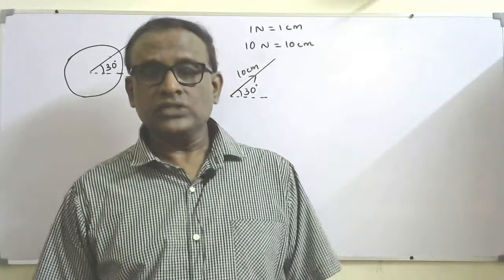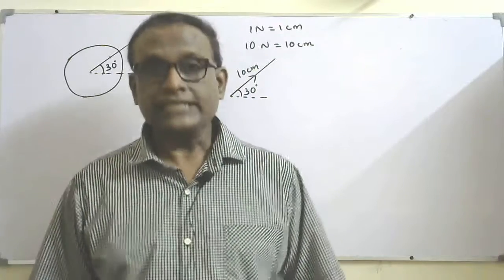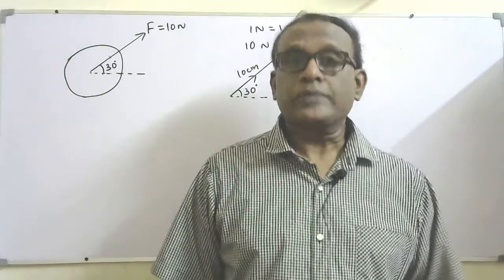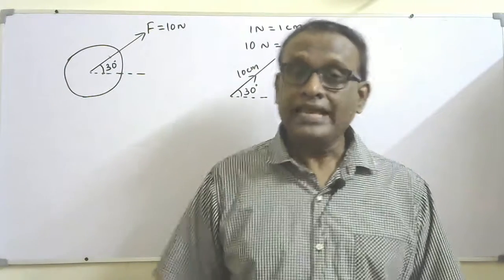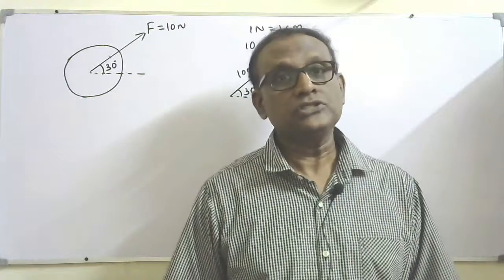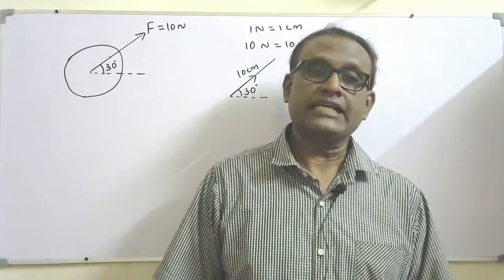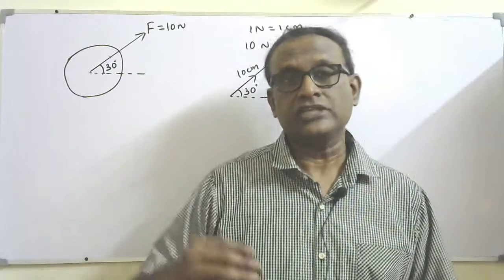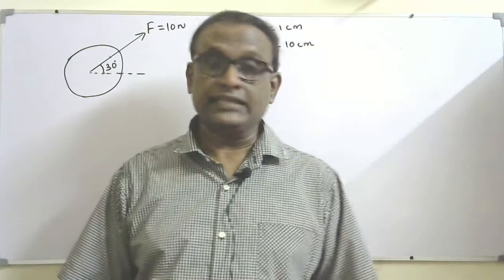So actually, what is a vector? Yes, it should have both magnitude and direction, but it should have other properties also. What are those properties? First, any vector we should be able to show by a straight line with an arrow. The length of the straight line should indicate the magnitude of the vector, and the direction of the arrow shown on the straight line should indicate the direction of the vector.